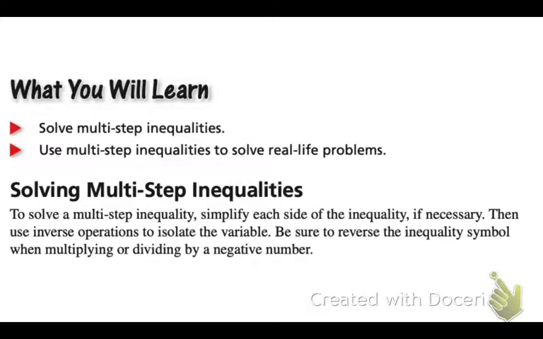When we're solving these inequalities, the key to remember is that you want to simplify each side of the inequality if necessary. Then use the inverse operations to isolate the variable. Be sure to reverse the inequality symbol when multiplying or dividing by a negative number. So we're going to basically be doing everything that we've learned so far or reviewed so far. So let's take a look.